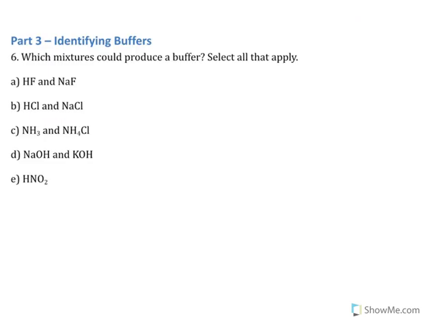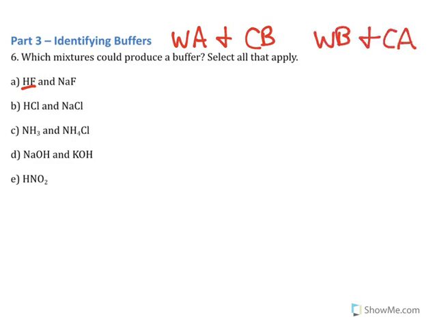Part 3, we're just trying to identify which one of these could result in a buffer. Looking at A, I see HF, which is indeed a weak acid. And just as a reminder, any buffer should be a weak acid and its conjugate base, or a weak base and its conjugate acid. So we need to make sure this is fulfilling all those requirements. We said HF is a weak acid. So far that's good.